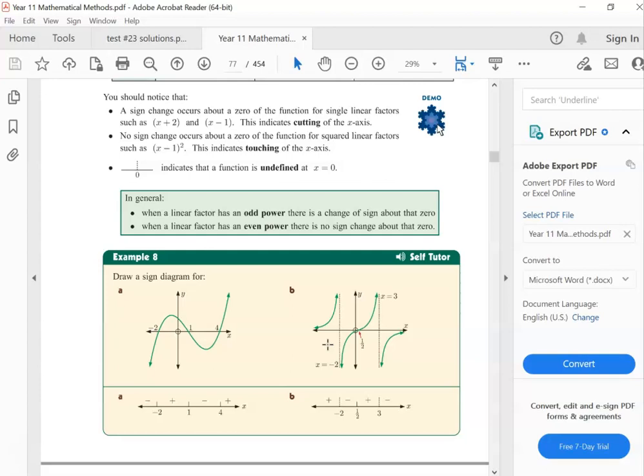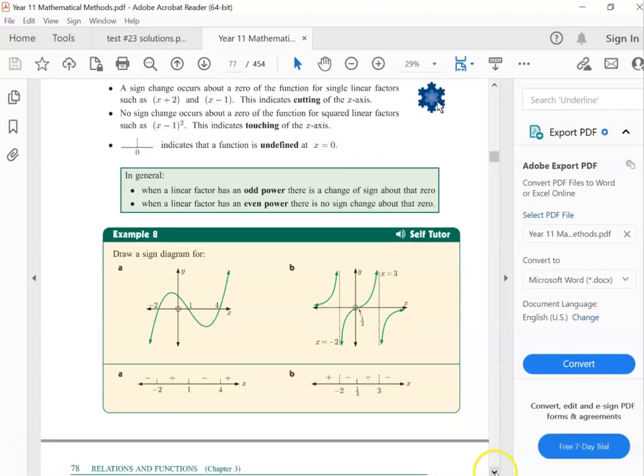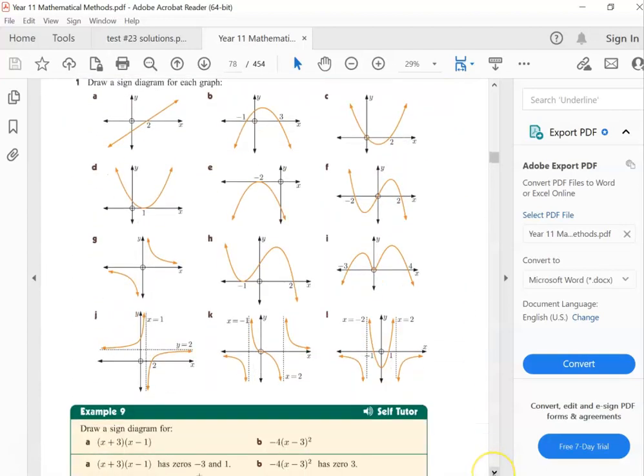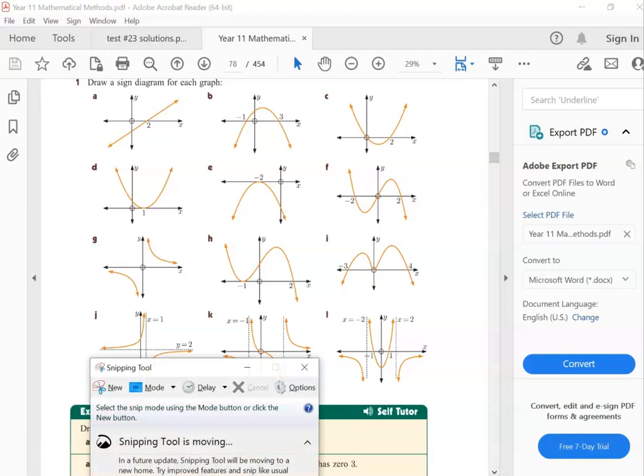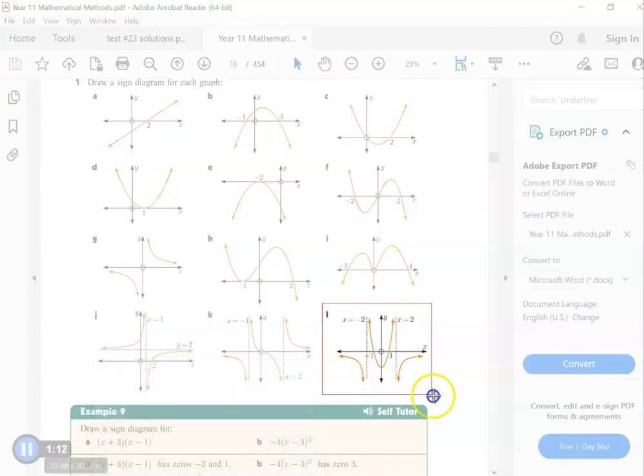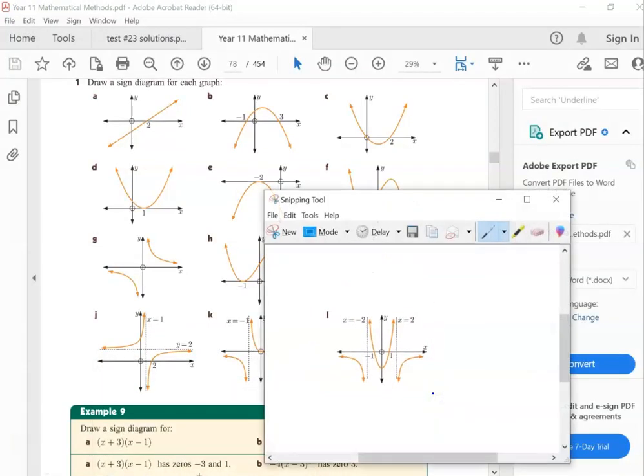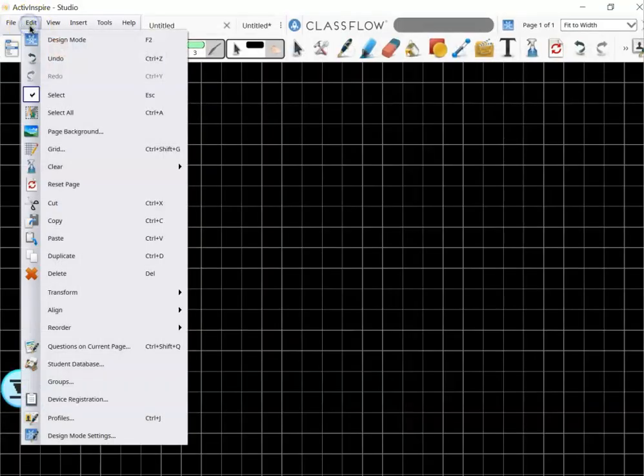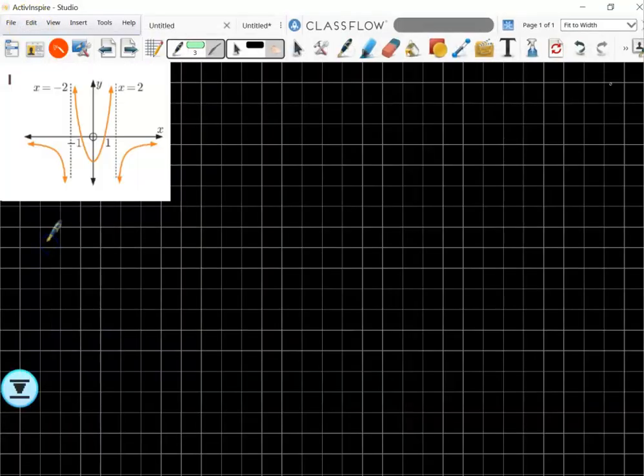So we started off by just looking at the graphs, and you could clearly see and make your sign diagram from that. So we'll just have a recap and make sure that we're all on the same page. If we did this one, what would our sign diagram look like for this?